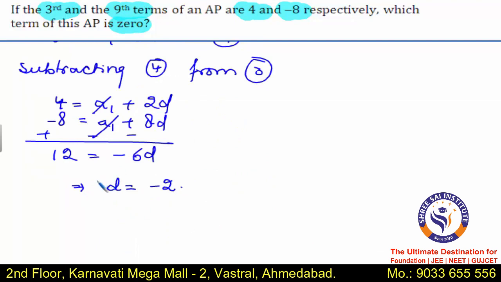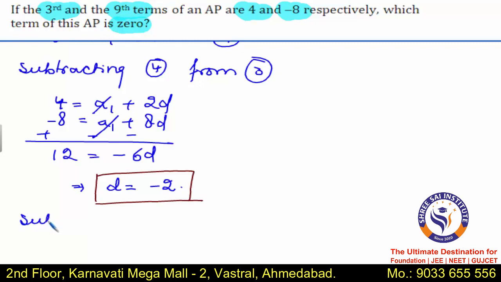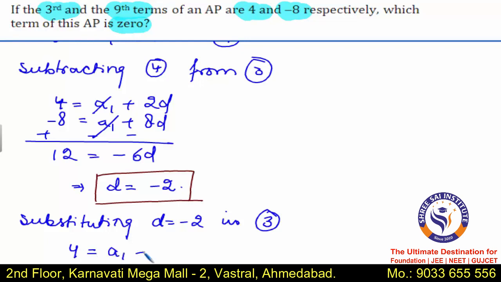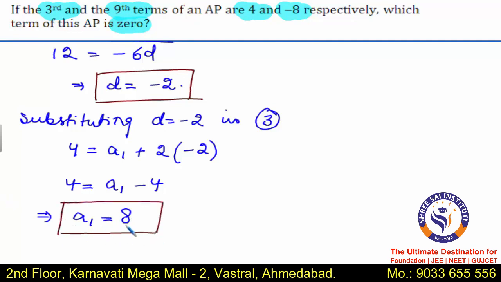Now substituting the value of D is equal to minus 2 in equation 3, this further implies 4 is equal to A1 plus 2 into D and the value of D is minus 2. This further implies 4 is equal to A1 minus 4, which implies that A1 is equal to 8. So the first term of the given AP is 8 and the common difference is minus 2.